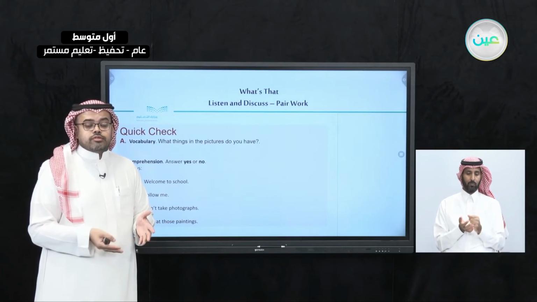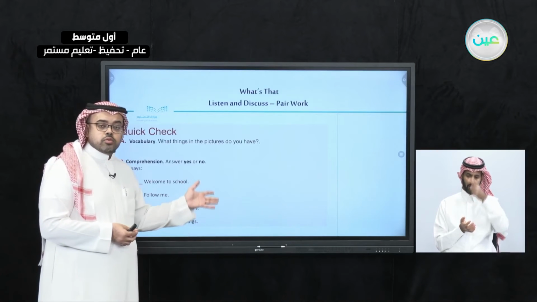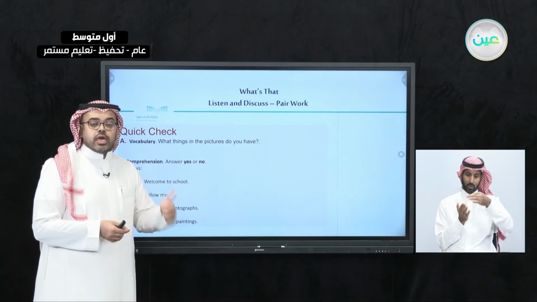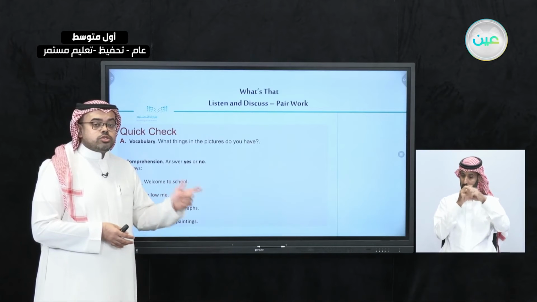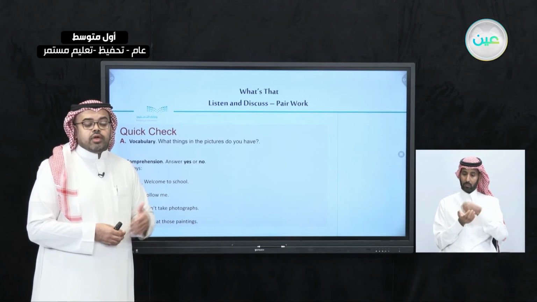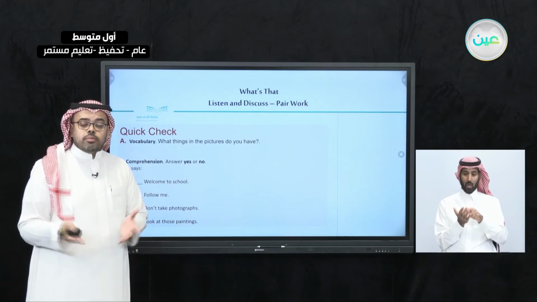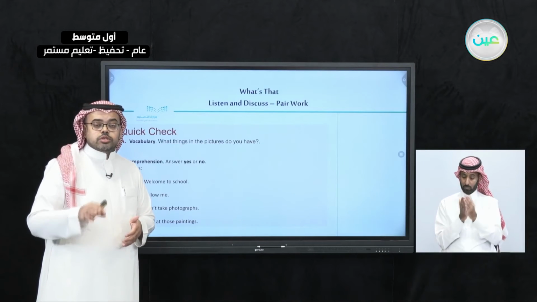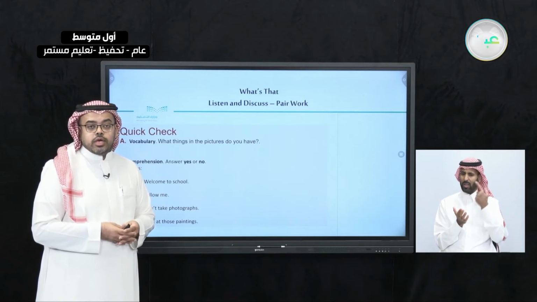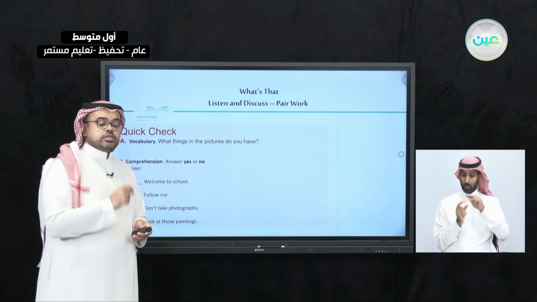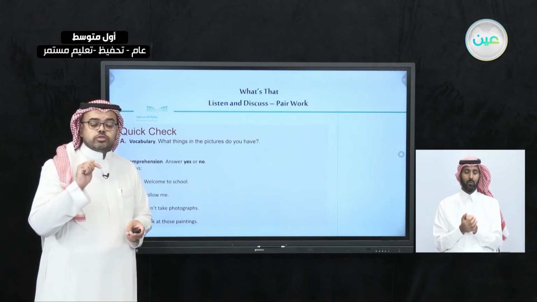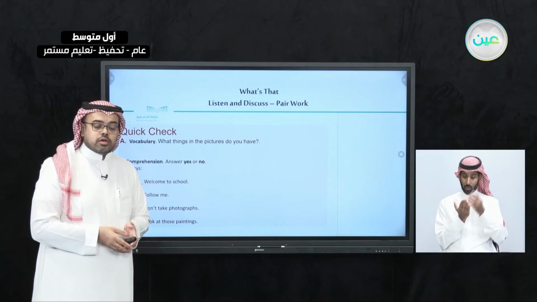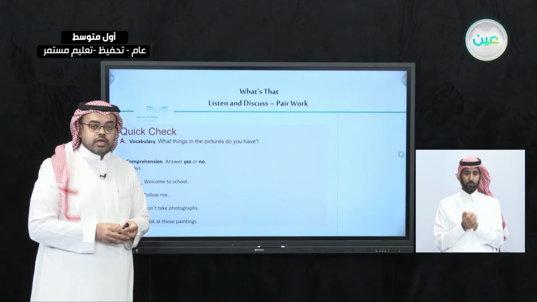So for me, for example, from the things that we have read on the previous page, I have a camera, and I have a washing machine, and I have a calculator. So what about you? Have a look at the objects you can see on page 18 and write down what are the things that you have right now that are similar to the things that you can read on page 18.